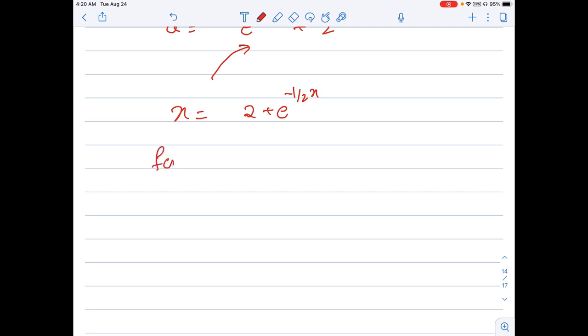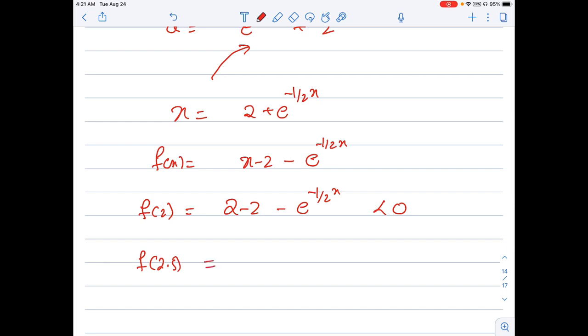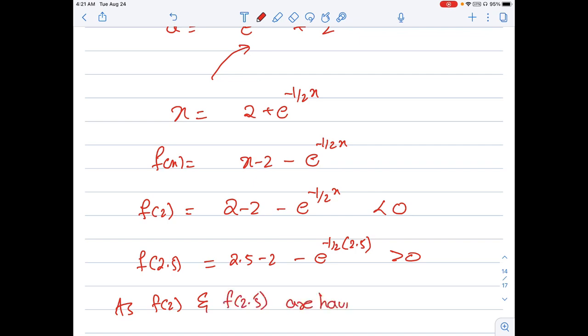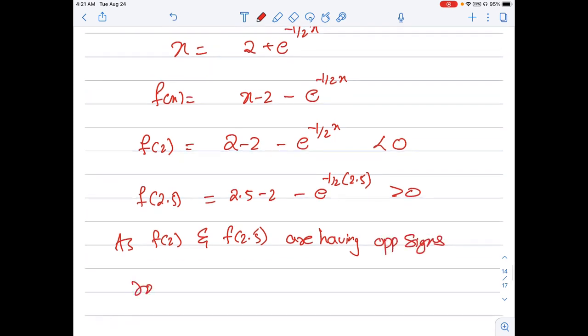So f of x is equal to x minus 2 minus e to the power of minus 1 upon 2x. So I'm going to write it out: f of 2 is 2 minus 2 minus e to the power of minus 1 upon 2x. It's obviously a negative number. F of 2.5 becomes 2.5 minus 2 minus e to the power of minus 1 upon 2 times 2.5. It's going to be a positive number. So as f of 2 and f of 2.5 have opposite signs, the root lies between 2 and 2.5.